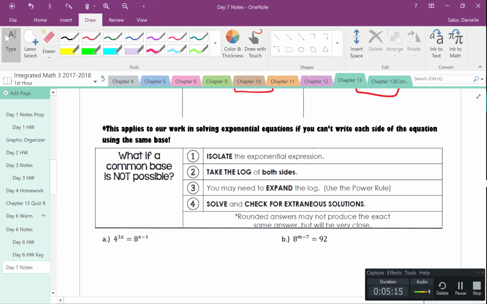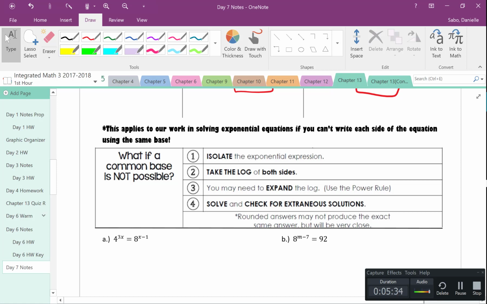This applies to our work in solving exponential equations. If you can't write each side of the equation using the same base, so if there's no way to write the same base, we're going to have to use the change of base formula. And there are a couple steps. The first step is to isolate the exponential expression. What does isolate mean?